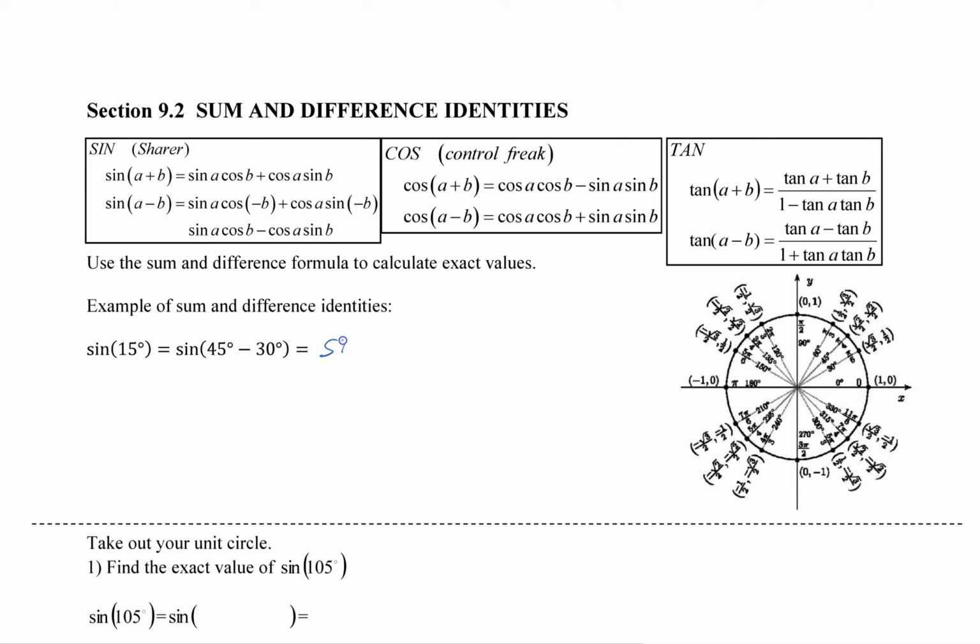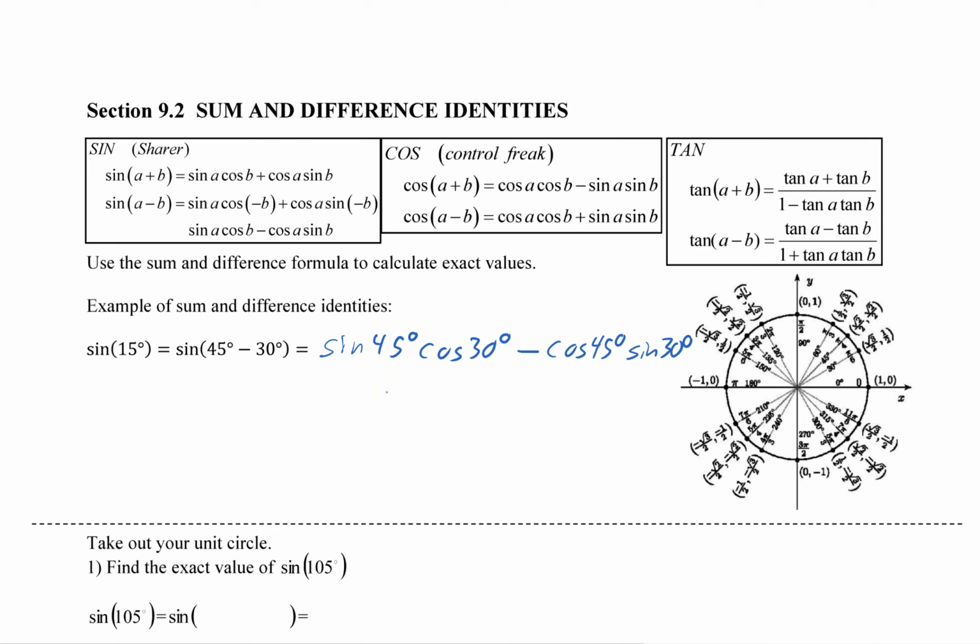So this would be sine of 45 degrees cosine 30 degrees, because he shares. If it's minus, we put minus. And then it would now become cosine of 45 degrees and sine of 30 degrees, which we can now simplify.